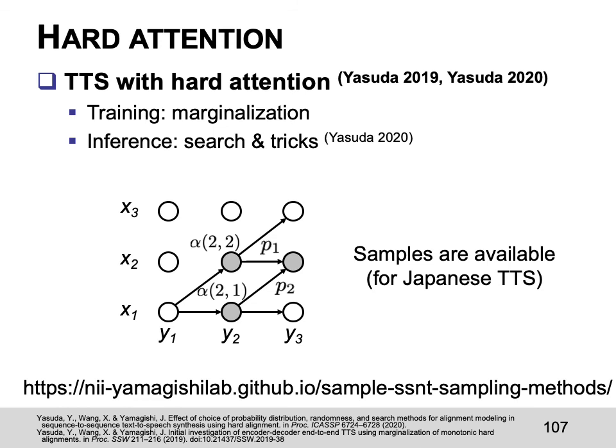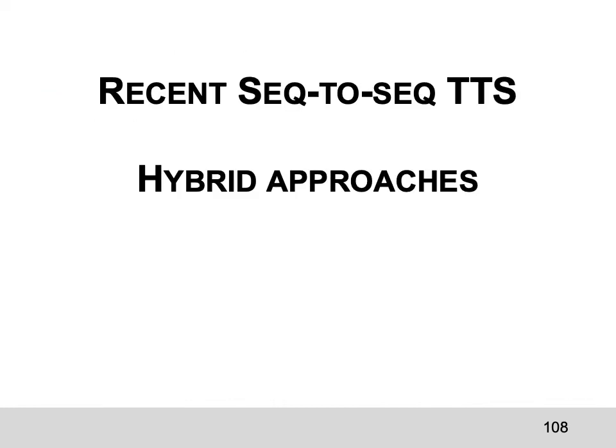In terms of the TTS system with hard attention, as far as we know, there is only one group actually using the hard attention with the TTS. That is our group. You can find the reference papers in the website below, and you could also find many details on how we use different types of search and sampling techniques to produce the output alignment from the hard attention-based models. Given the details on soft attention and a brief introduction on the hard attention, we may come to the third group, the hybrid approaches for the sequence-to-sequence TTS models.